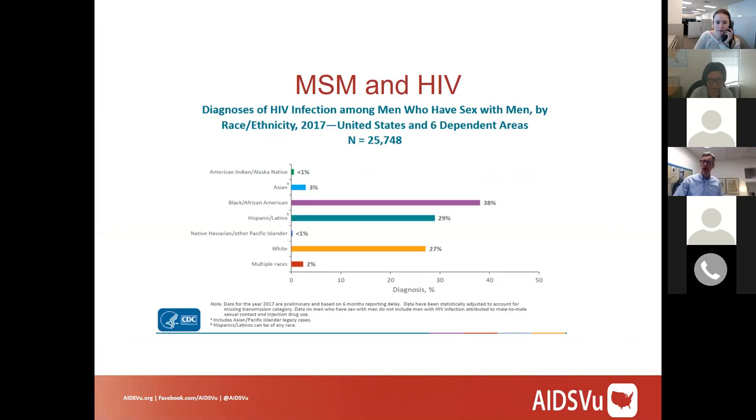The data that you see here on the chart are national HIV surveillance data, but in terms of the prevention work that's being done on the ground, that's really done locally. And so the kind of data that's needed to support that work is really local HIV surveillance data. And this is where AIDSVu can be helpful.